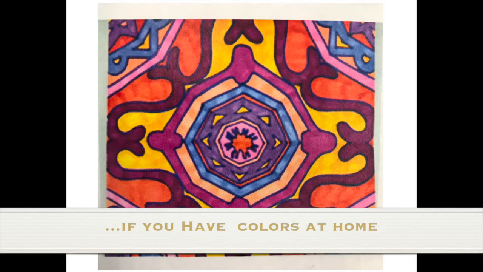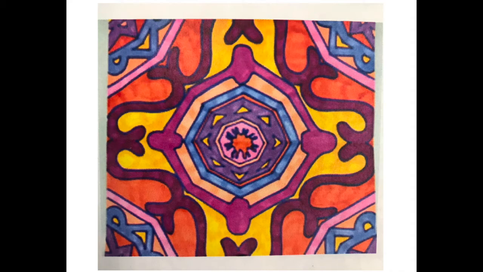Now you're ready to start coloring, if you have colors at home. Be sure to use the same colors for the same spaces. If there's yellow on the top, put yellow on the bottom. If there's pink on the right, put pink on the left. Make it balanced like that. Please color in all of the paper. Don't leave anything white.